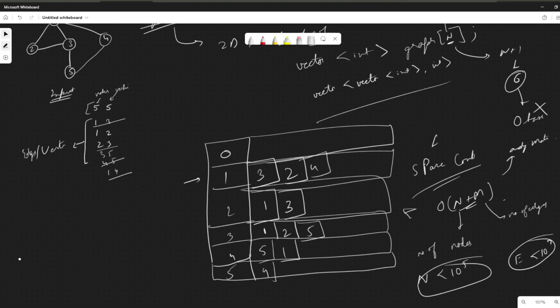Now what is the time complexity of finding whether there is an edge between two nodes? It's basically big O of m, where m is the number of edges. Simple. Okay, so let's try to code the adjacency list. How to code an adjacency list? So let's see.